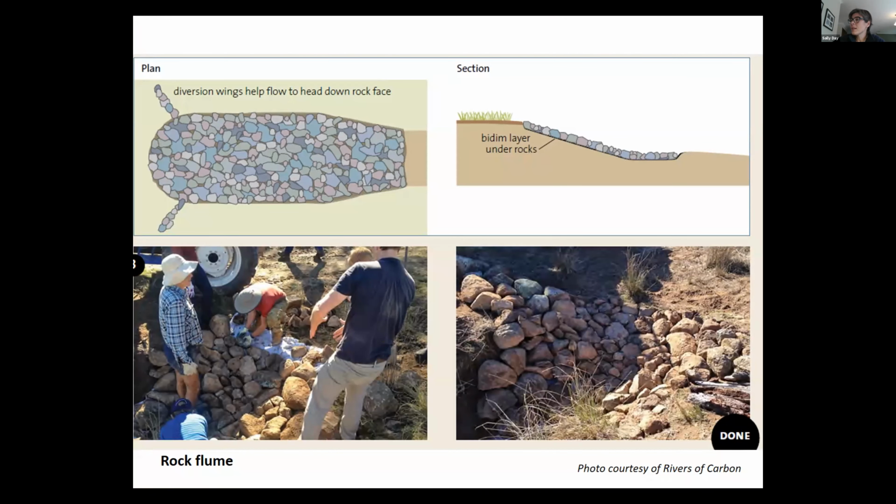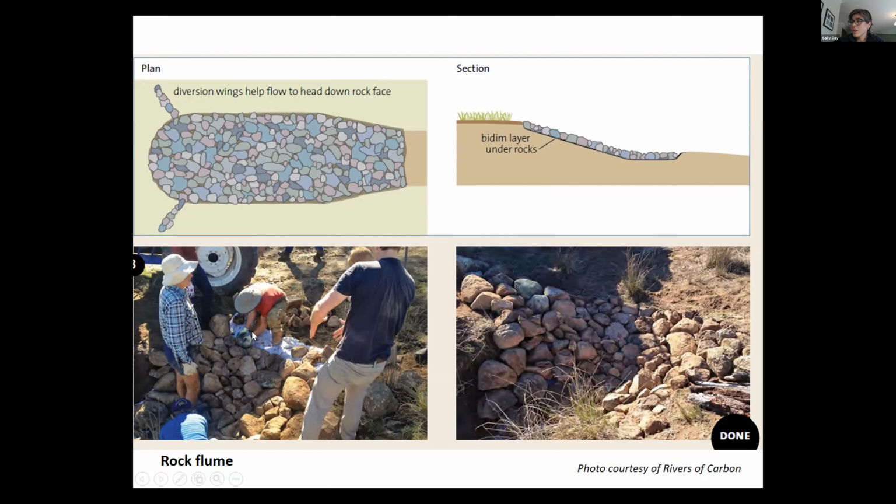Another option is doing a rock flume, or like a little mini rock chute. So this flume has got some little wings, I guess, at the top, and this has all been hand placed, so there's no machinery involved in doing this. So in the hillier parts of our country where we've got rock scattered through, you might be able to start to pick up some local rock out of your paddock that you can use to build a structure like this. So everything's hand placed here.